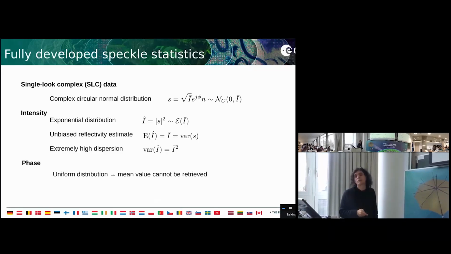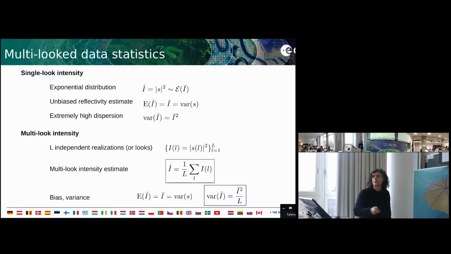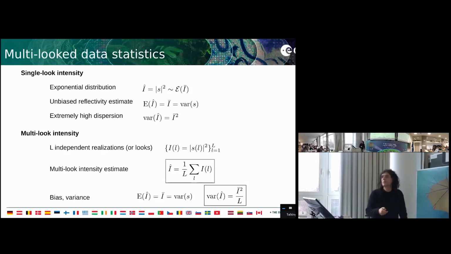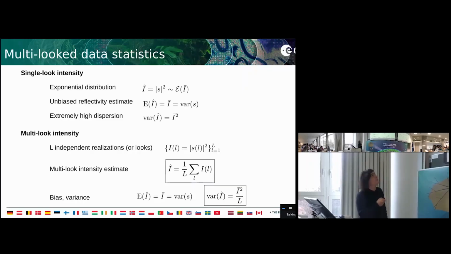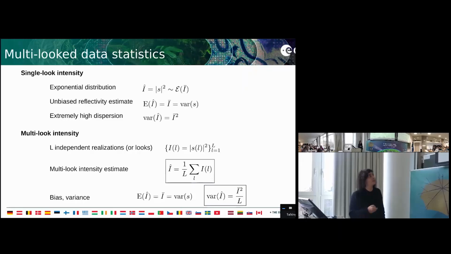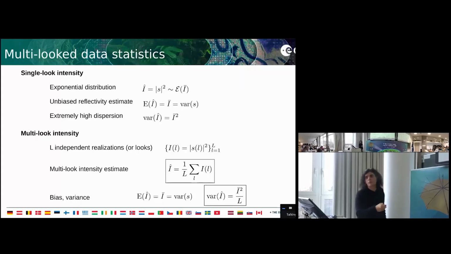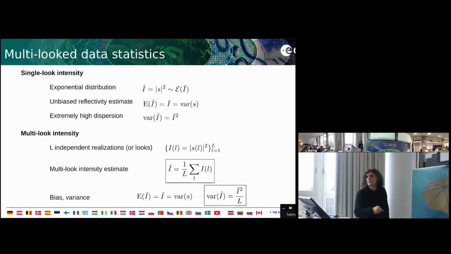You need to apply a speckle filter. And how do we do this? Afterwards I will show you examples. One very simple way to do it is to do multi-looking. How do you do this? You grab somewhere, and we will see what we mean by somewhere, several realizations of your non-multi-looked intensity, and you average them. This is extremely simple.